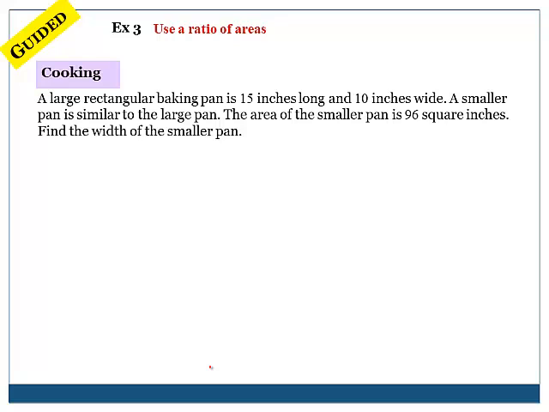All right, so we have another example here. It says a large rectangular baking pan is 15 inches long and 10 inches wide. A smaller pan is similar to the larger pan. So I tell you that it is actually similar, which is kind of key and kind of tells you what to do. The area of the smaller pan is 96 square inches. Find the width of the smaller pan.